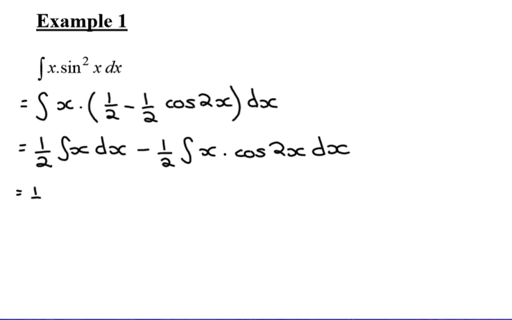I've got my half. The integral of x is x squared over 2. So that's taken care of. Minus a half. And now I'm going to have to do that whole story there. This will be integration by parts, so I'm going to bracket it off.